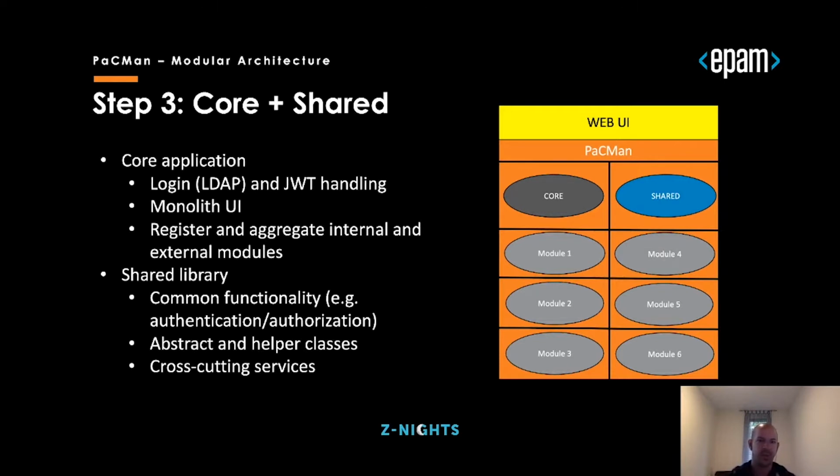The shared library was the second sub-project that we identified and added. We added all of our common functionality like authentication, authorization, and we had different abstract classes, helper classes, and cross-cutting services like S3 bucket handling. So we added all of these into one shared library and one sub-project.